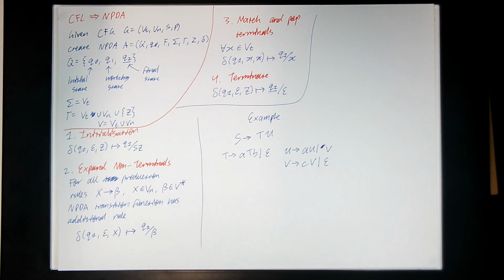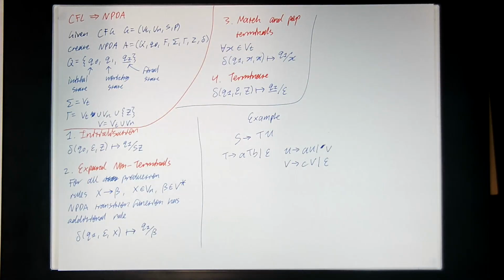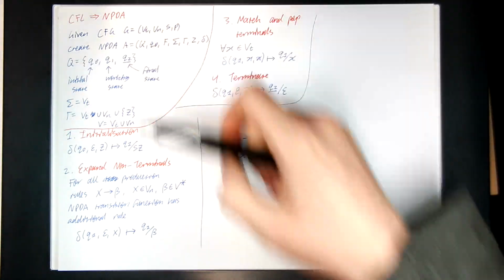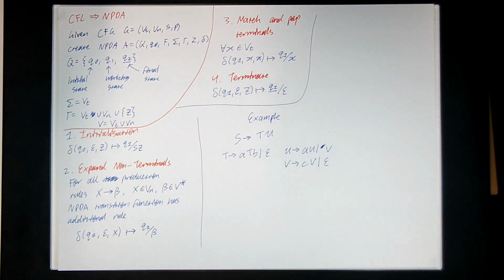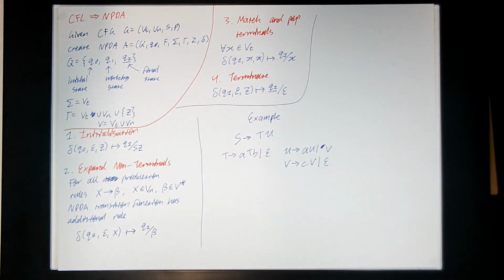So how do we do it? Given a CFG, we create an NPDA. The NPDA has three states: the initial state, the working state, where the working state is the only state that really does everything, and the final state, Q2. We declare the alphabet to be the set of all terminal symbols of the grammar, and we declare the set of all stack symbols to be terminals and non-terminals, and we include the special character Z. That's the initial stack state symbol.